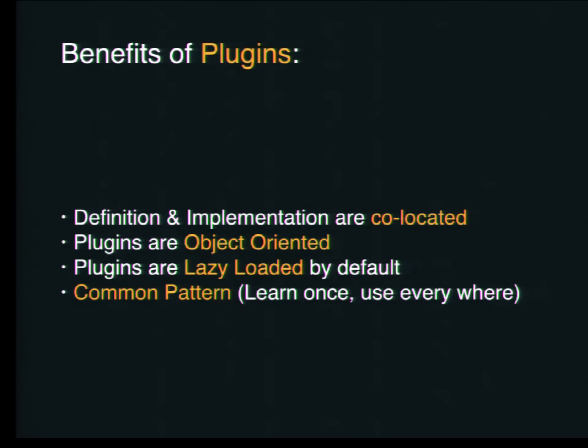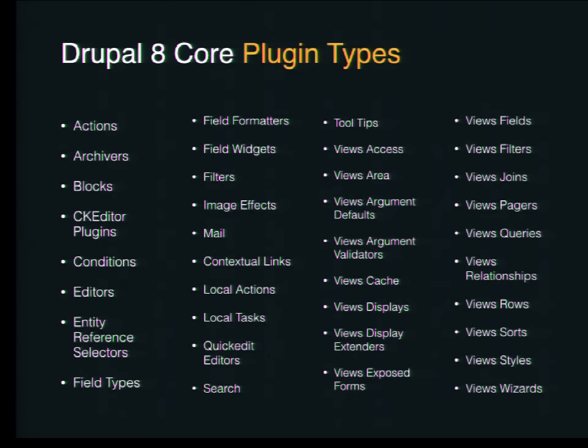And this one's super important. Plugins are a common pattern. They are learn once, use everywhere. Case in point. Here are all of the plugin types that I could find in core a year and a half ago. There are more now. That's 37, I believe. There are well over 40 at this point in core. I will show you how to find those here in a few minutes because that has been a question in the past that is uneasy to answer.